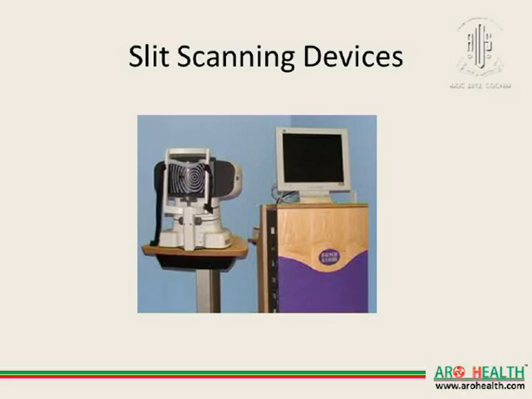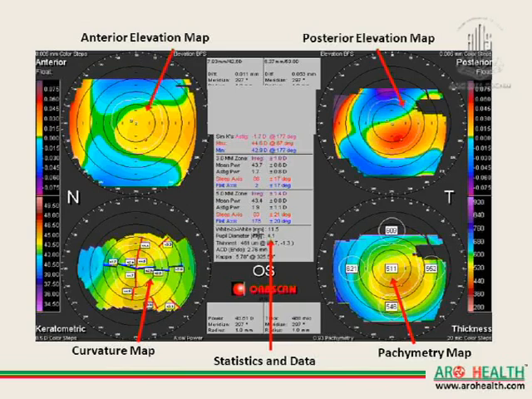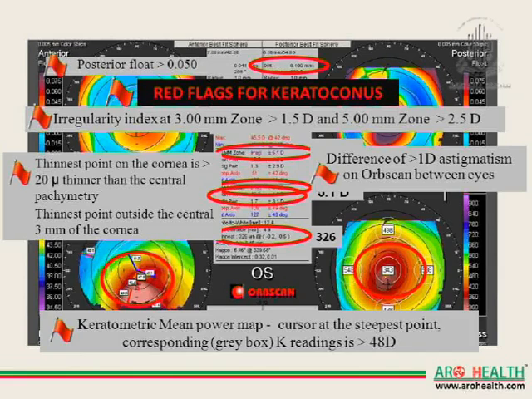Coming to slit scanning devices, the slit scanning device that we use is the OBSCAN. A typical OBSCAN would have an anterior elevation map, posterior elevation map, pachymetry map, and a curvature map with central statistical data. In keratoconus, you are likely to find that the posterior floor difference would be more than 0.050. You will have irregularity, which will be more, and in the 3 and 5 millimeter zones it will be more than 1.5 and more than 2.5 respectively.